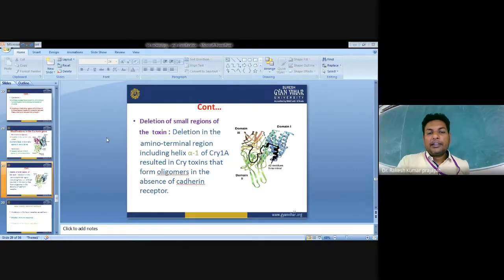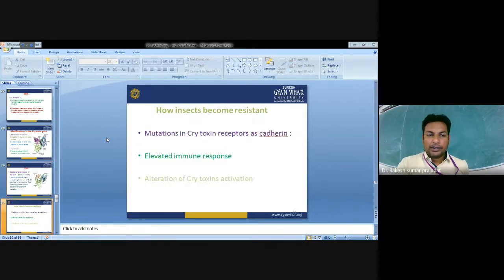If you delete a small amino-terminal region from the alpha 1 helix of the Cry1A protein, it results in a Cry toxin that forms oligomers in the absence of cadherin receptors. How do insects become resistant? There is a mutation in the Cry protein receptors such as cadherin. So insects may develop resistance against this Cry protein. How? There are three different approaches.